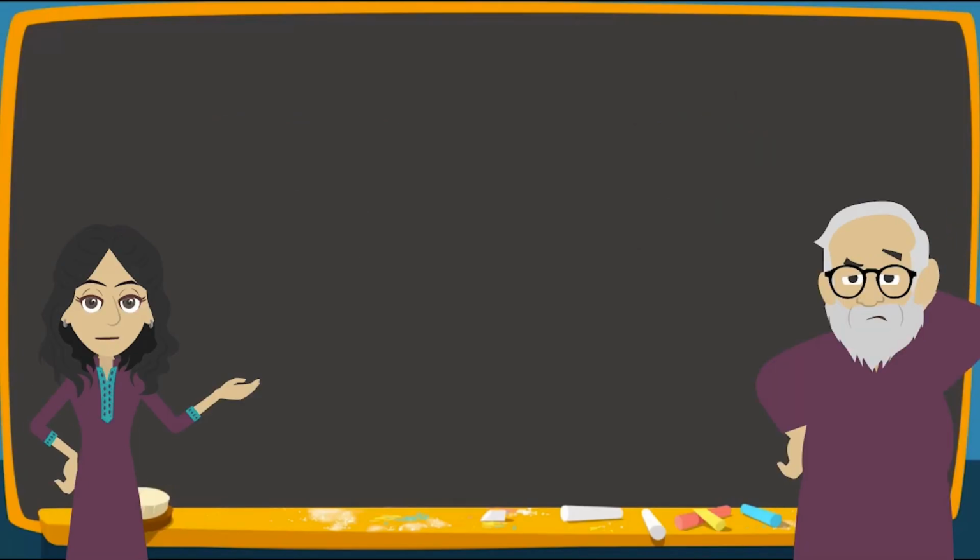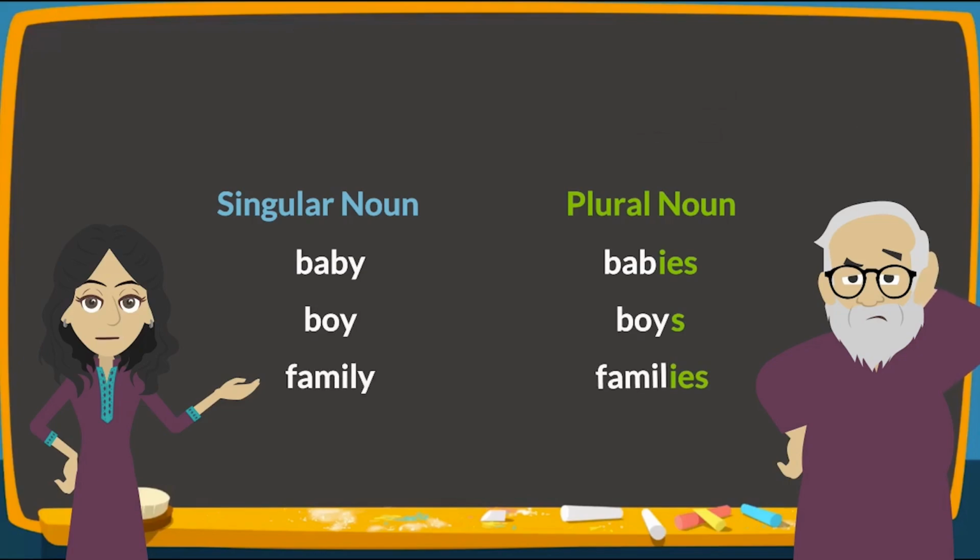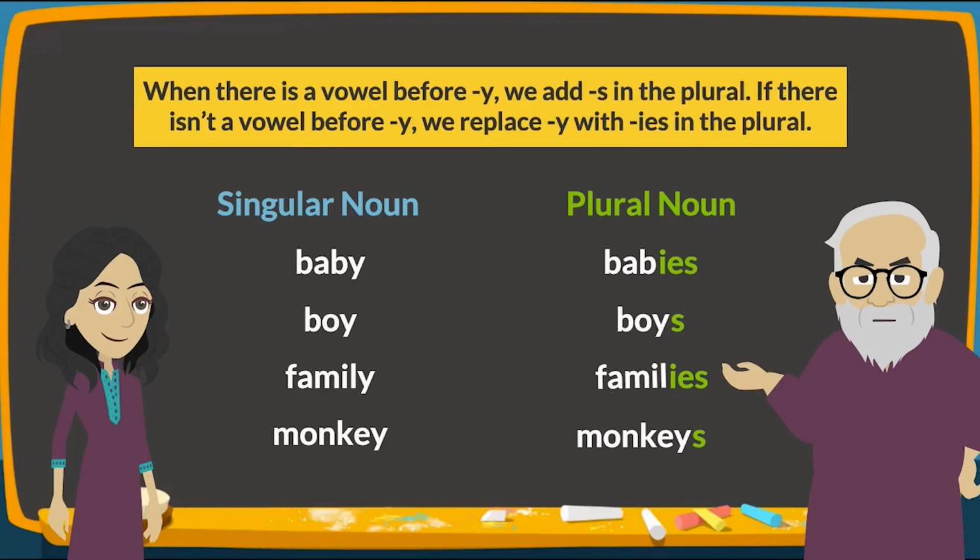Now let's look at words that end with y. Babies is the plural of baby. Boys is the plural of boy. Families is the plural of family. Monkeys is the plural of monkey. Can you guess the rule? Hmm. When there is a vowel such as a, e, i, or u before y, we simply add s to make the plural. If there isn't a vowel before y, we replace y with ies in the plural.